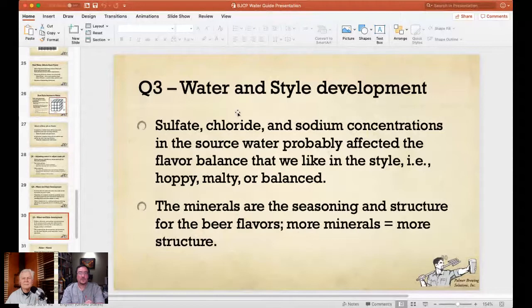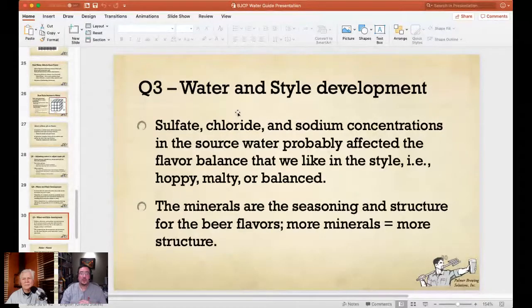The minerals, of course, are the seasoning for the beer and the structure for the flavors. More minerals equals more structure, more robust flavors. So when you're talking about Dortmund and Dortmunder Export, you can talk about having robust flavors compared to Pilsen, Pilsner beer, similar recipes, Pilsner malt, noble hops, lager yeast, softer flavors, more robust flavors, less minerals, more minerals. Okay? And that leads right into the cities. So let's talk about Pilsner beer.